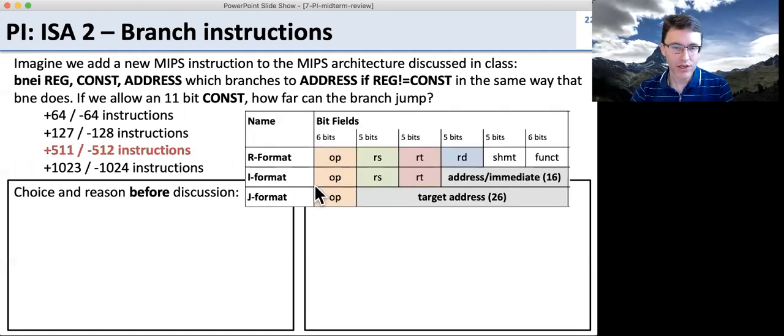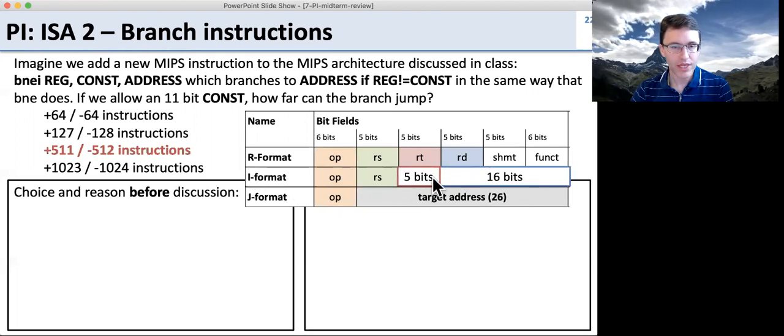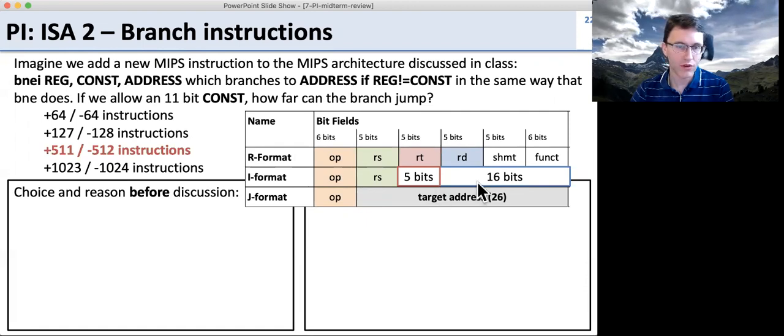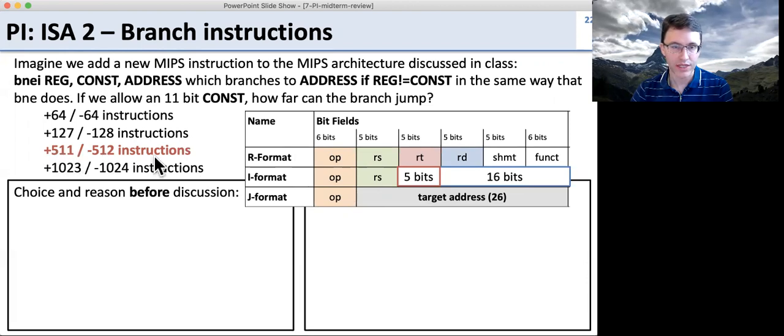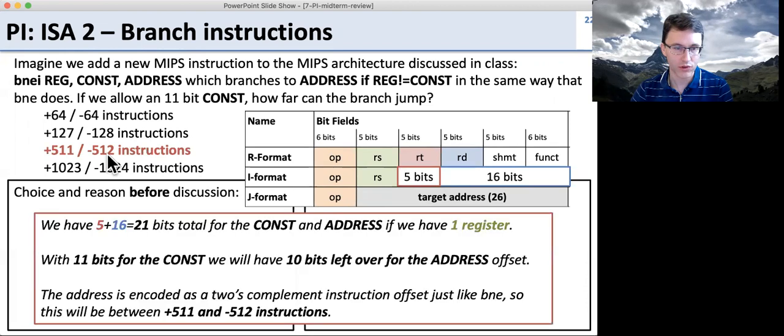If we take a look at our encoding, for the I format instruction we have 16 bits, and we can take away one of the registers. We only need one register now because we only need to encode one register. So that means we have 21 bits that we can use to encode stuff. We're using 11 bits for the constant, so we have 10 bits left for the branch. Now, how far does that get us? Well, 2 to the 10 is 1024, but we interpret this as 2's complement, so that means we can go plus 512 or minus 512.